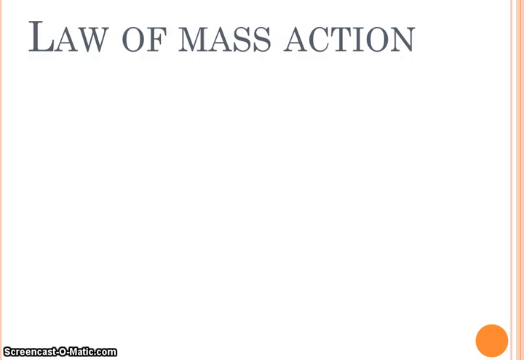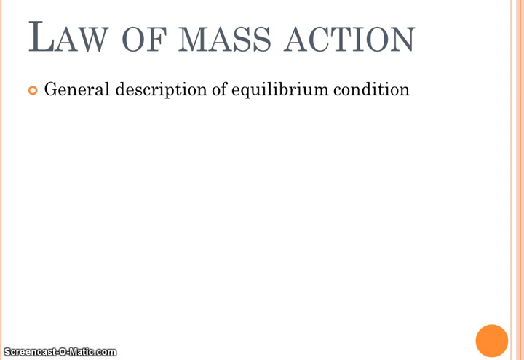Now let's talk about the law of mass action. The law of mass action is a general description of an equilibrium condition. So let's say we've got A plus B producing C plus D. The lowercase j, k, n, and m are the coefficients in the balanced equation. And notice that the arrow is going in two directions, which tells us we're looking at a reversible reaction. And when the system's at equilibrium, the rate at which A plus B produces C plus D is equal to the rate at which C plus D produces A plus B.